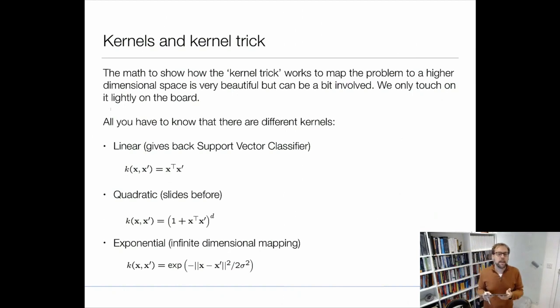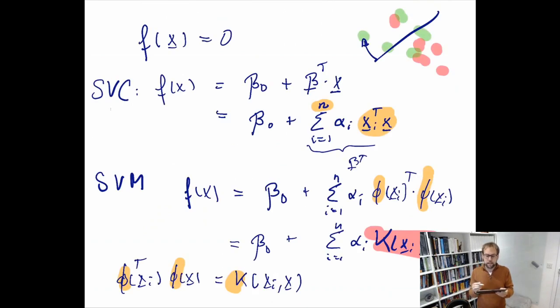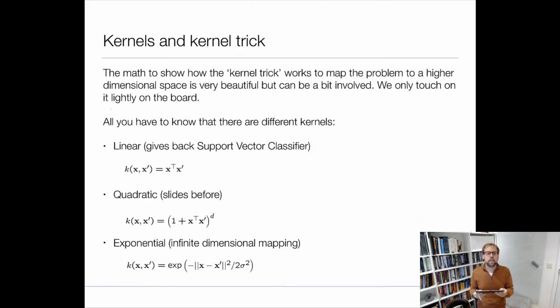For example, if I just say the kernel is just the inner product, then effectively I have back the original model. So if K is just the inner product, then I have exactly the same as here. This thing here is just K being the inner product. Then I'm back at the original model and I have a linear model. So this kernel here will give me a linear model.